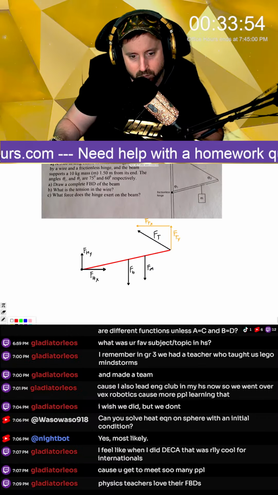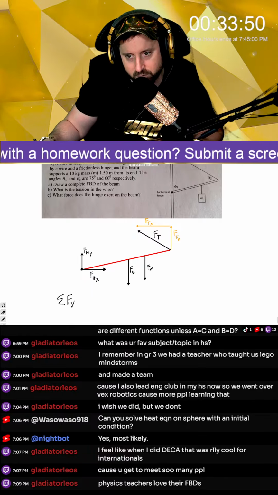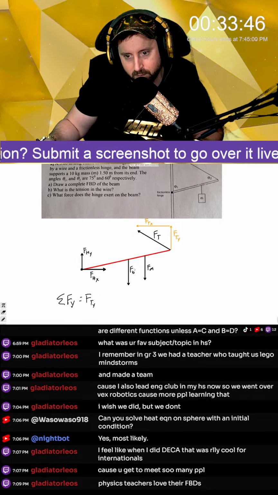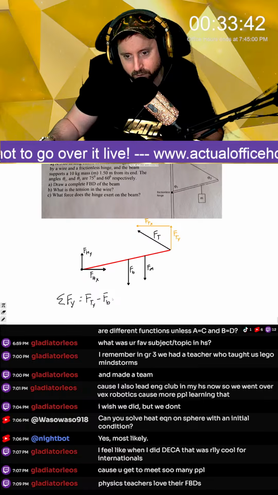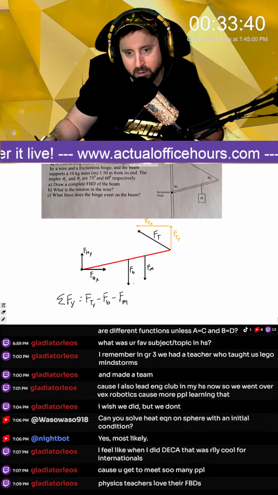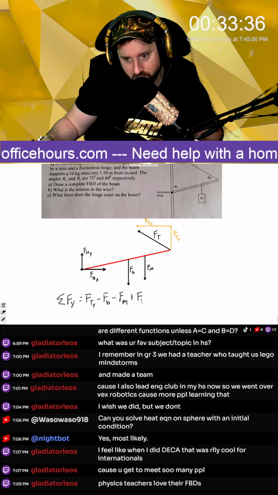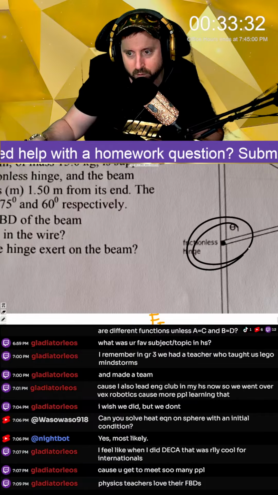Okay. So some of the forces in the Y direction, you got FTY pulling up. You got force of the beam pulling down. You got the force of the mass hanging on it pulling down. And then I'm going to assume positive force of the hinge pulling up. The hinge one kind of screws with people.